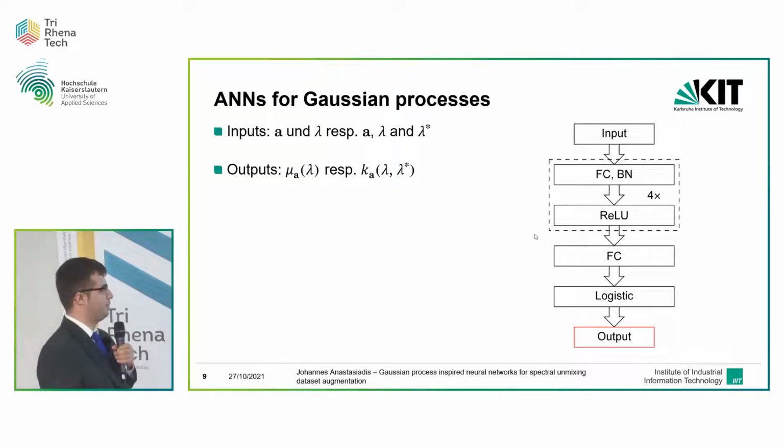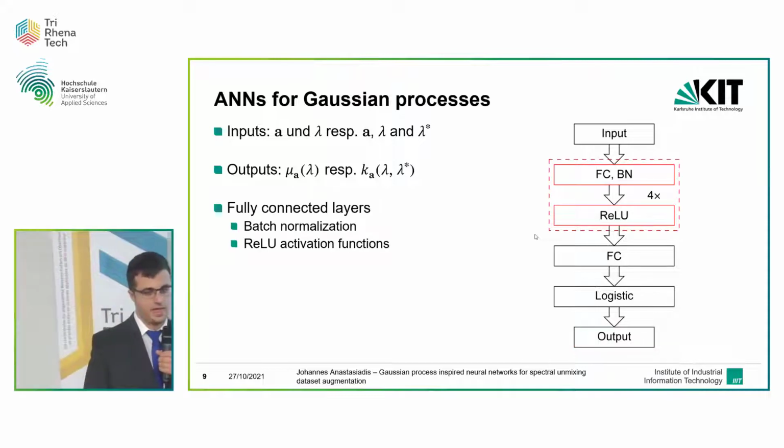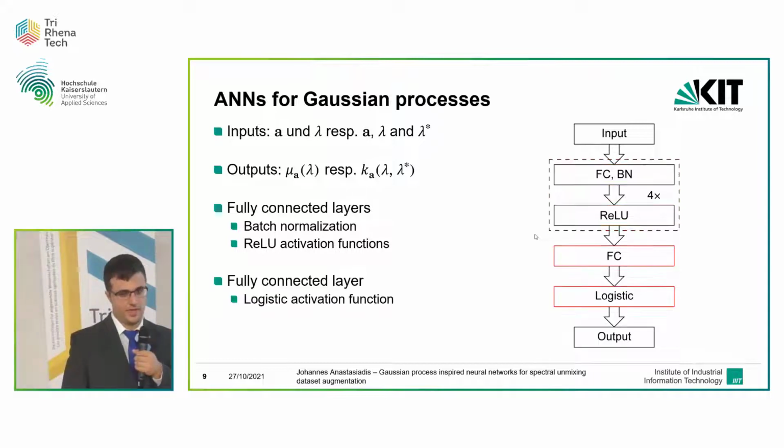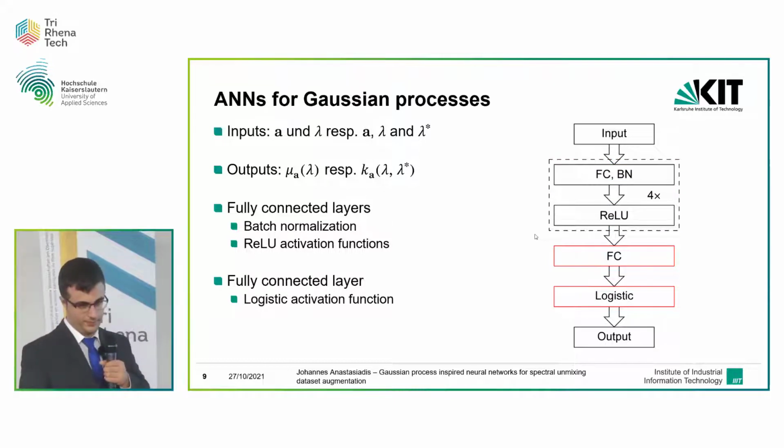And as outputs, those values. We use two different networks, one for this and one for that. Then we just use a fully connected layer with batch normalization and activation functions. And in the end, we use a logistic activation function.